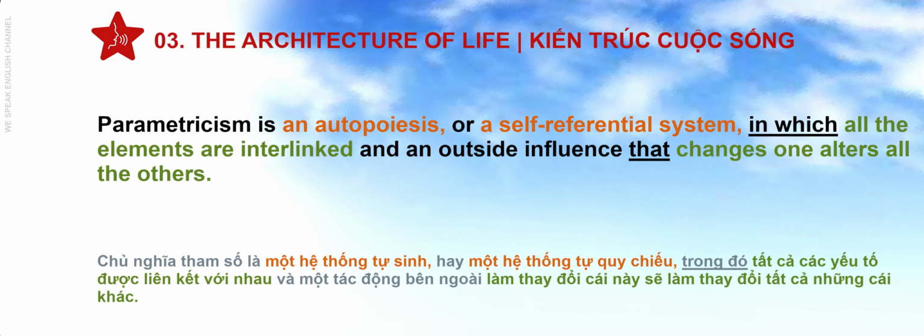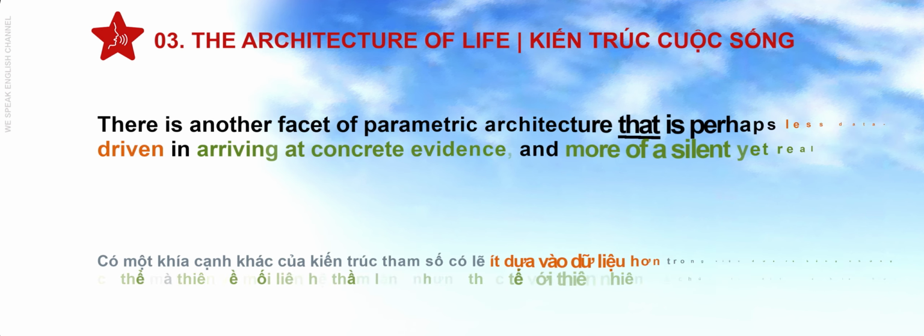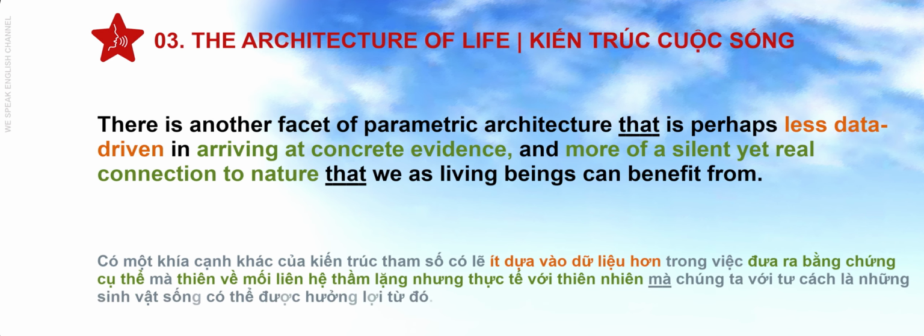Parametricism is an autopoiesis, or a self-referential system, in which all the elements are interlinked and an outside influence that changes one alters all the others. There is another facet of parametric architecture that is perhaps less data-driven in arriving at concrete evidence, and more of a silent yet real connection to nature that we as living beings can benefit from.